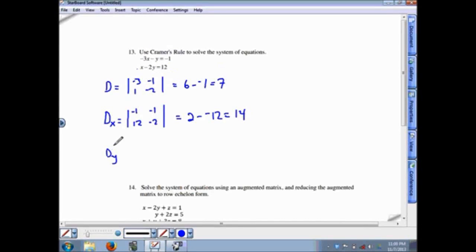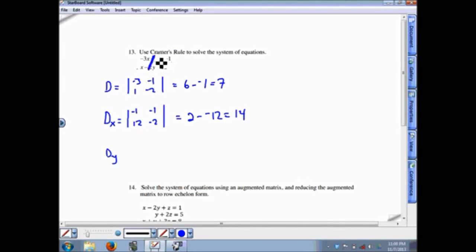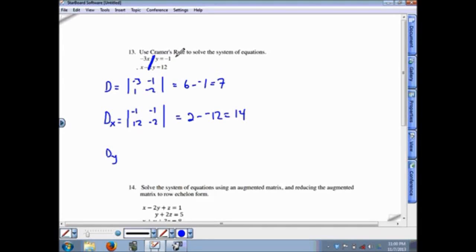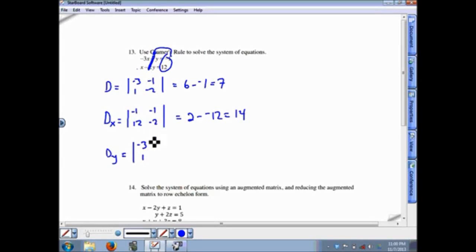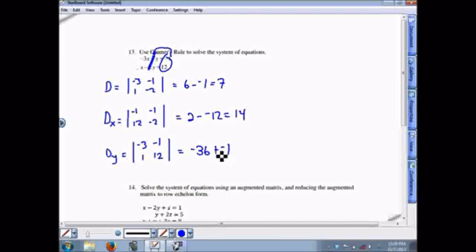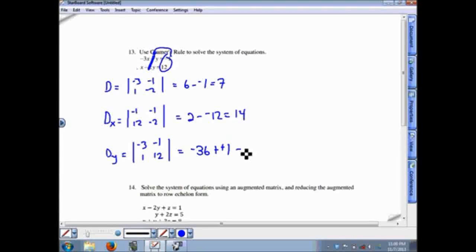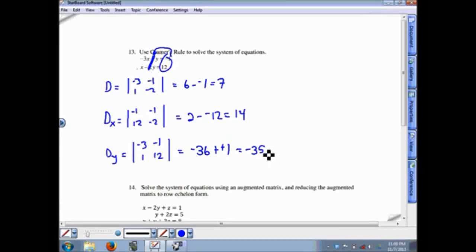Now, the determinant d sub y means you don't consider the coefficients that were originally there for y. You replace them with those. The x column stays the same, so it's negative 3 and 1, but now the y column becomes negative 1 and 12. The determinant is negative 3 times 12, which is negative 36, minus 1 times negative 1, so that's negative 1. Those turn into plus. Negative 36 plus 1 is negative 35.